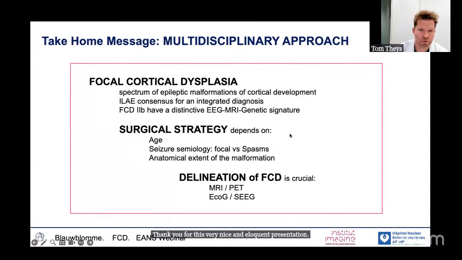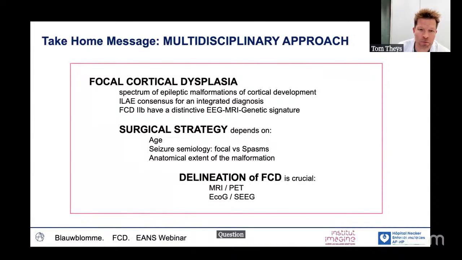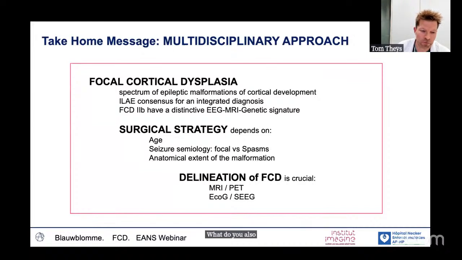We only have one question from the chat box, so I will try to read it. The person states he wished to know the possible etiology, differential diagnosis, and surgical indications, if possible, of the different dysplasias, which is a general question in my opinion, but maybe you could talk a bit about the differential diagnosis. What do you also have to think about when you see something that looks like an FCD?